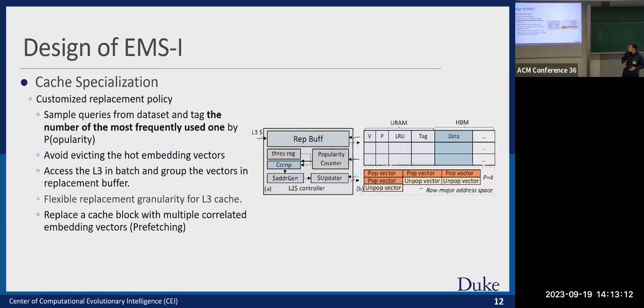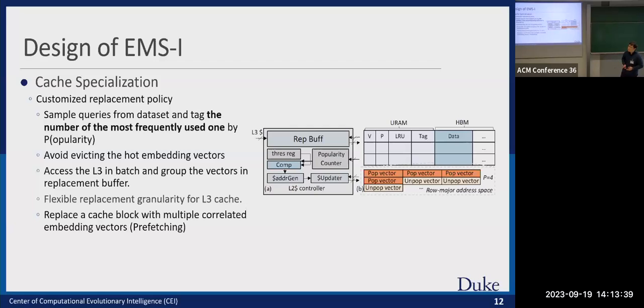Our solution is that we sample some queries from the data set, and we calculate the most frequently used ones, and then we tag those embedding vectors with popularity bits. So when we're doing the replacement, we will avoid evicting the hot embedding vectors because they are frequently accessed, and we want them to stay in the cache as long as possible.